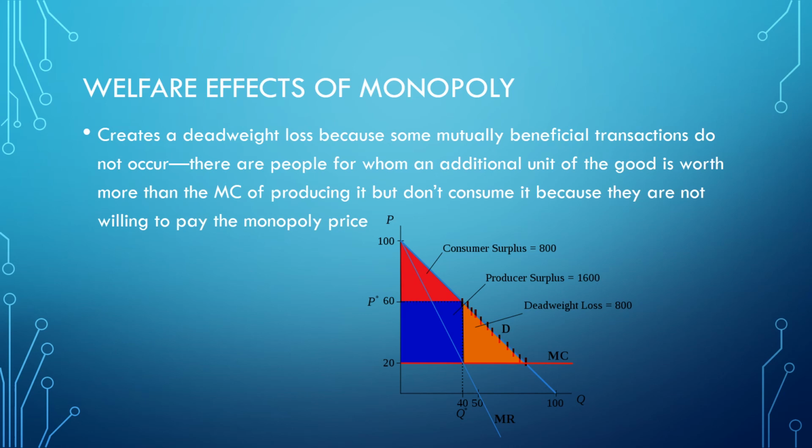Again, don't forget the idea that economists don't really mind whether surplus goes to consumers or producers, but they do mind when that surplus decreases, and that's what's happening here because of the monopoly.